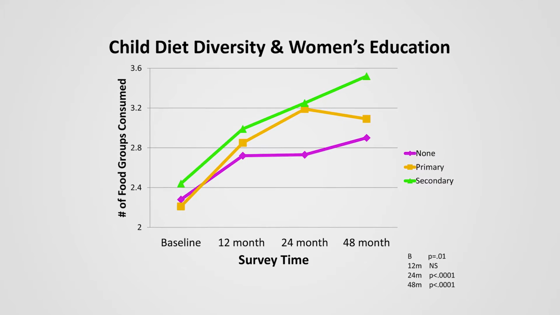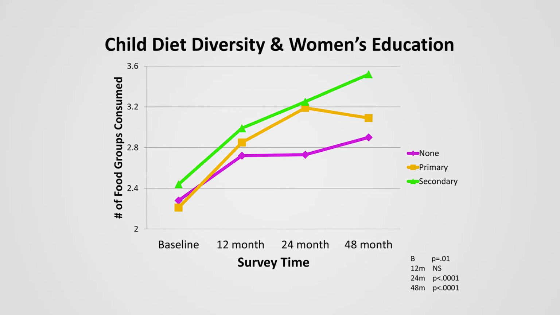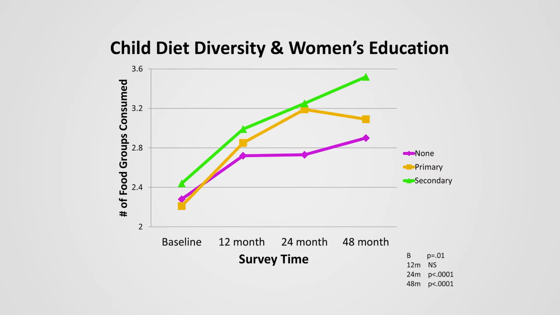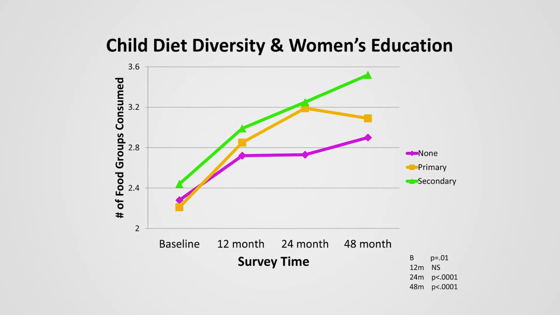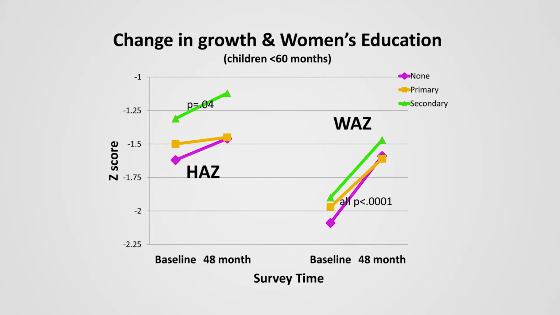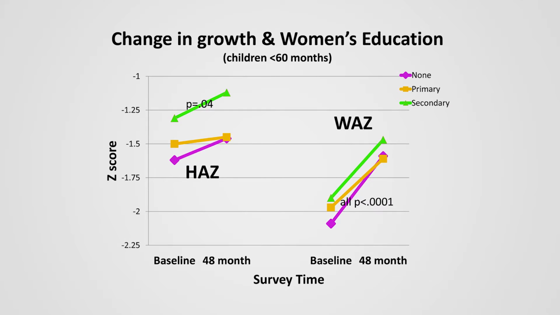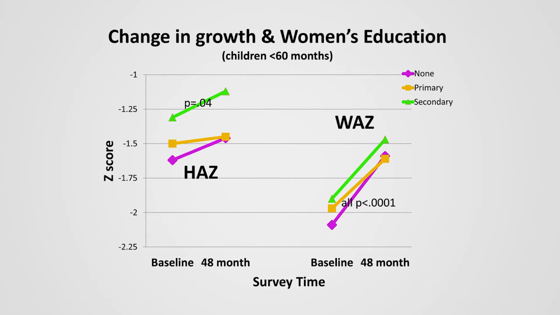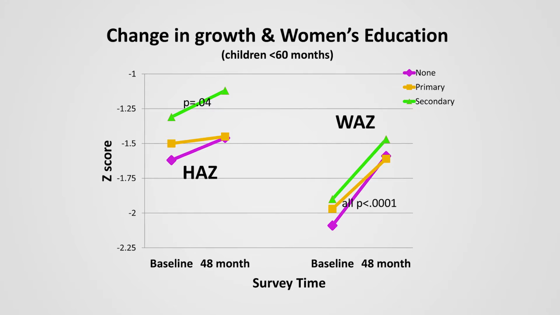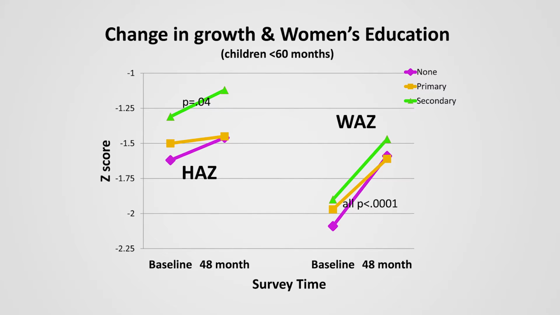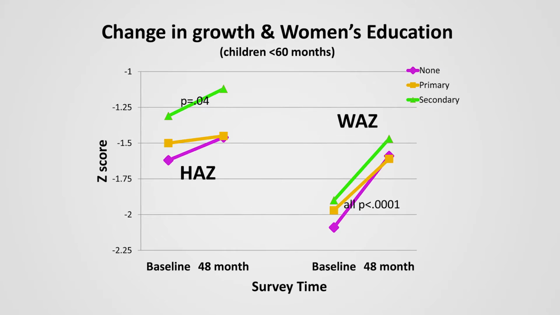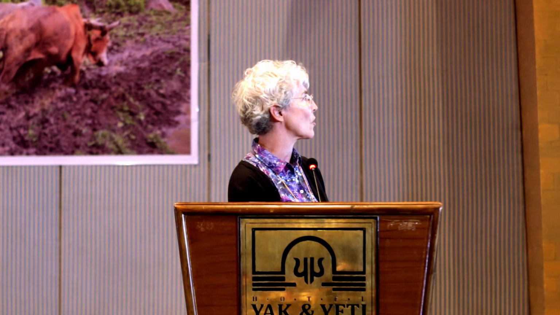Here's child diet diversity and women's education. Again, the gap seems to be increasing here as time goes by, with better educated households showing better dietary diversity for the children. And here is the change in growth for children less than 60 months of age. Height AZ score on the left and weight AZ score on the right of the slide. Weight AZ score increased quite dramatically in all three of these education groups, but only the children of the most educated mothers increased their height AZ score over the 48 months of the survey.